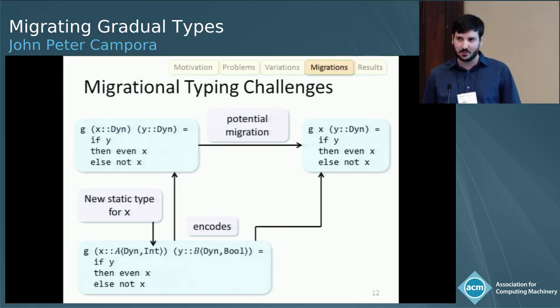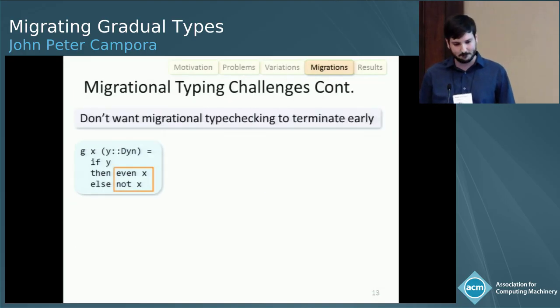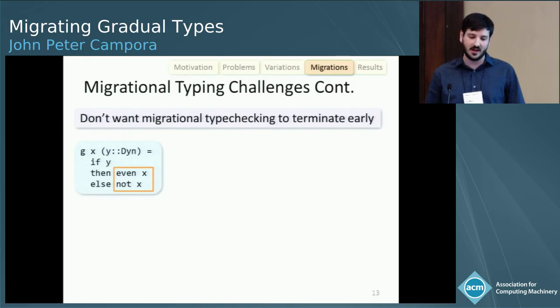Now, if we look at the potential migration, we see that there's a type error in this program. If we used the same kind of type checking algorithm that we use in the original language with our variational program, then our variational program would also terminate early with a type error. This is undesirable because we need to find all of these different ones that are well typed. So if something's ill typed along the way, we don't want to stop the type checking process. As I said, we don't want the migrational type checking to terminate early. And the reason we had a type error before was because of these two branches.